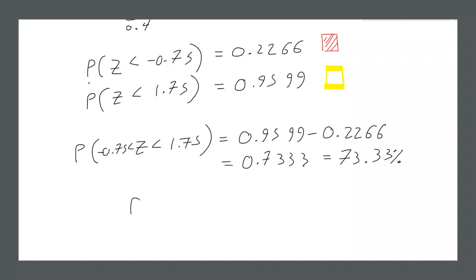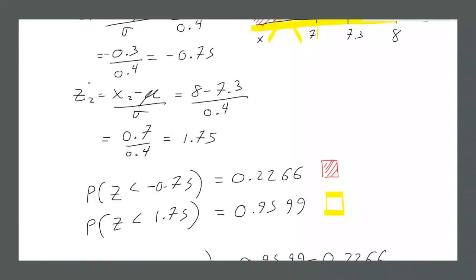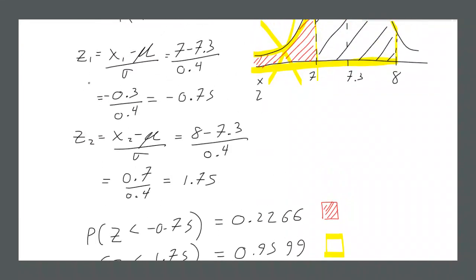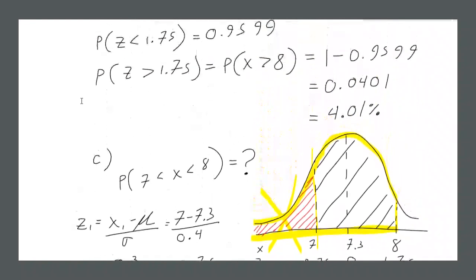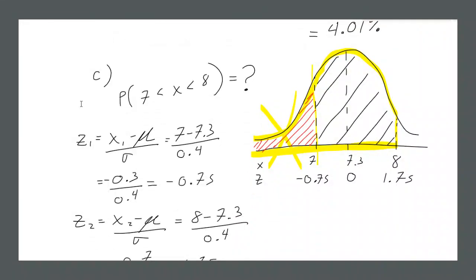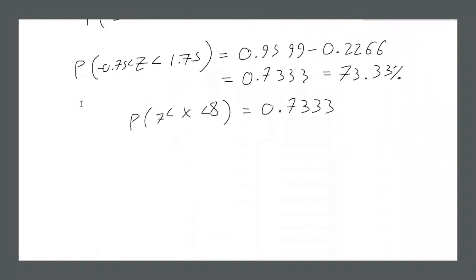Okay, that's also equal to the probability that X is between 7 and 8. Because on the Z scale, that 7 is a negative 0.75, and that 8 is a positive 1.75. And that's how we do part C. And now we're just left with part D.